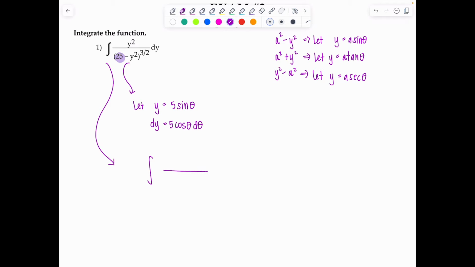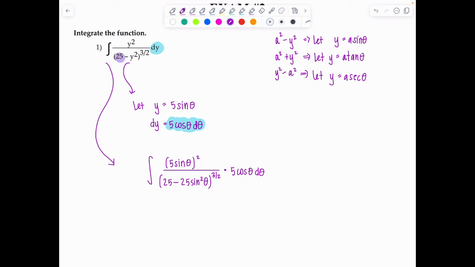So here we go. In the numerator, instead of y squared, I'm going to have (5 sine theta) squared. And then in the denominator, I have 25 minus y squared. Well, that's 25 sine squared theta, to the 3/2. And then remember, dy is equal to 5 cosine theta d theta. So that gets tacked on right here. 5 cosine theta d theta.